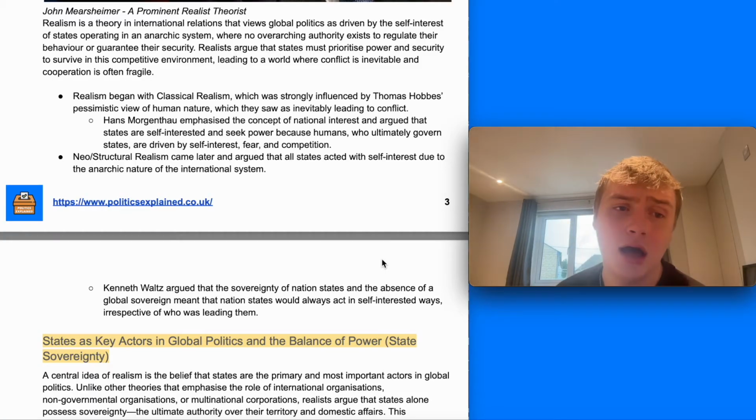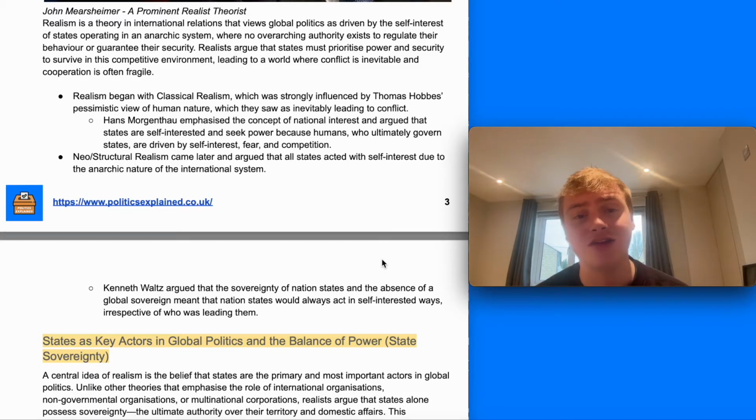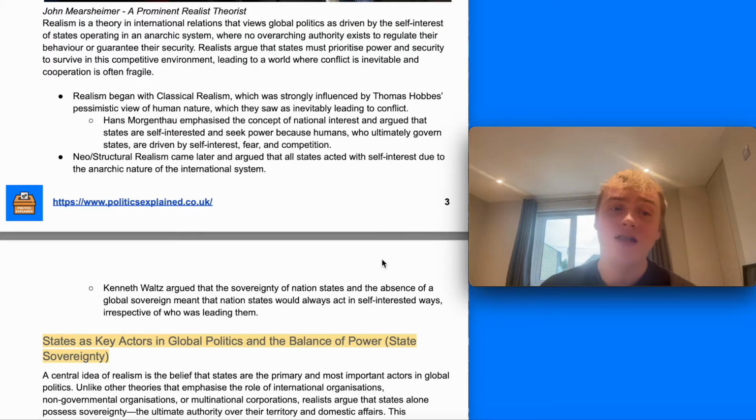Hans Morgenthau emphasised the concept of national interest and argued that states are self-interested and seek power because the humans who ultimately govern states are driven by self-interest, fear and competition. So this negative, pessimistic view of human nature influences how they think states behave as well, as of course people run states. Then later came neo-structural realism, which argued that all states acted with self-interest due to the anarchic nature of the international system.